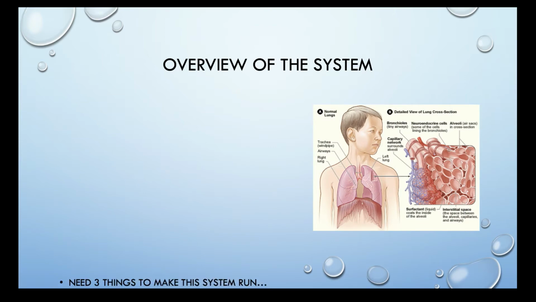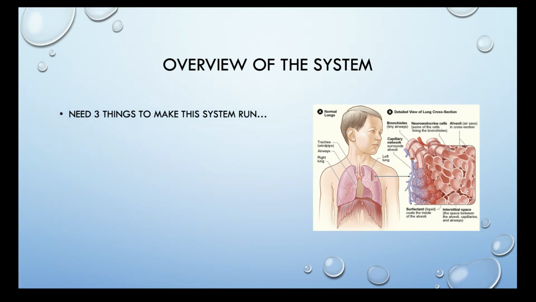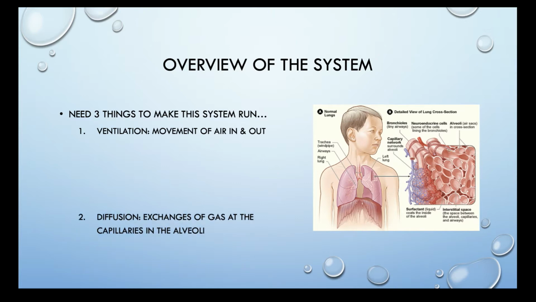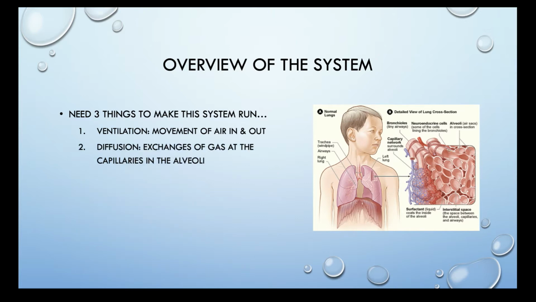Taking a look at the system, just an overview of what we need to make this thing actually work. We need ventilation. This is the movement of air in and out of the lungs. So every time you take a breath, that's an example of ventilating. Then we need diffusion. So that air comes in while we ventilate, but what we really need to do is exchange oxygen for carbon dioxide in the alveoli, which you can see. Here are your alveoli and the capillary membranes where that happens.